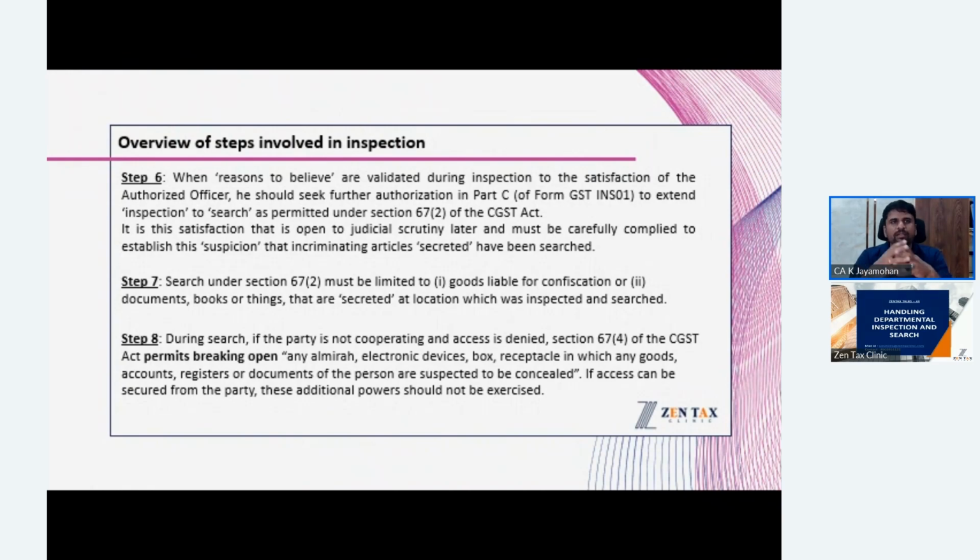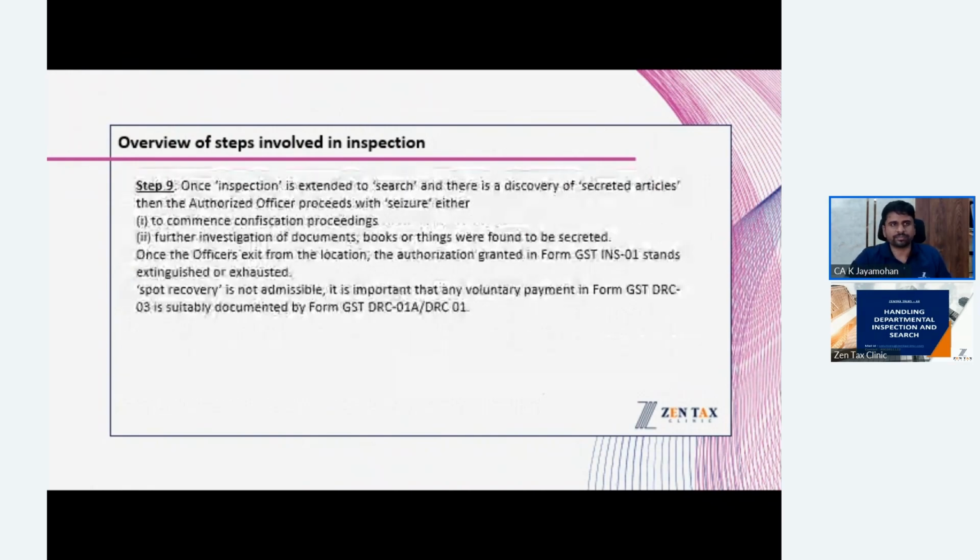If during the proceedings, the company or the officers are not cooperative, then as we discussed earlier, the officers might break open. We might have come across many news in the media that the GST officials stormed into some restaurants, some malls and all, and they have detached the electronic devices and they have taken many documents into custody, and then they have issued summons. All those things we might have come across many news channels, but this is how it happens at the ground level. So to exercise additional powers from inspection to search, this should be authorized. The Part C of INS form should be filled and duly authorized by the officer.